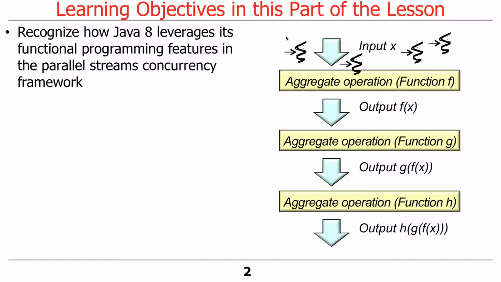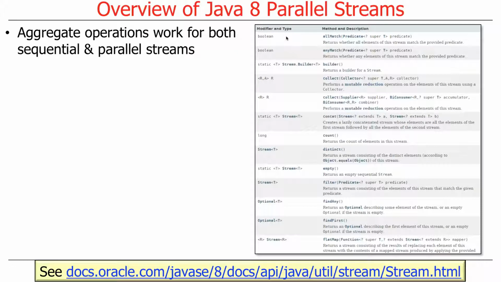So in the first part of this lesson, we're going to talk about how Java 8 leverages the functional programming features that it provides in order to support this notion of parallel streams. So we talked before about aggregate operations. We talked about things like map and filter and collect and so on. And these aggregate operations work for both sequential and parallel streams.